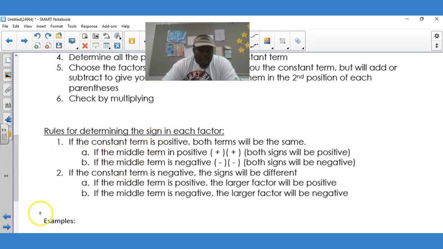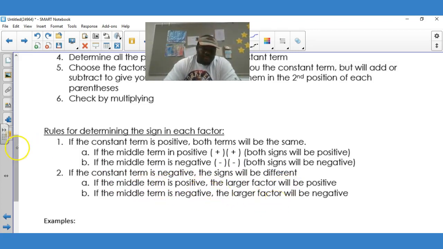If the constant term is positive, both signs will be the same. If the middle term is positive, plus, plus, both signs will be positive. If the middle term is negative, negative, negative, both signs will be negative. If the constant term, meaning c, is negative, the signs will be different. If the middle term is positive, the large factor will be positive. If the middle term is negative, the large factor will be negative.